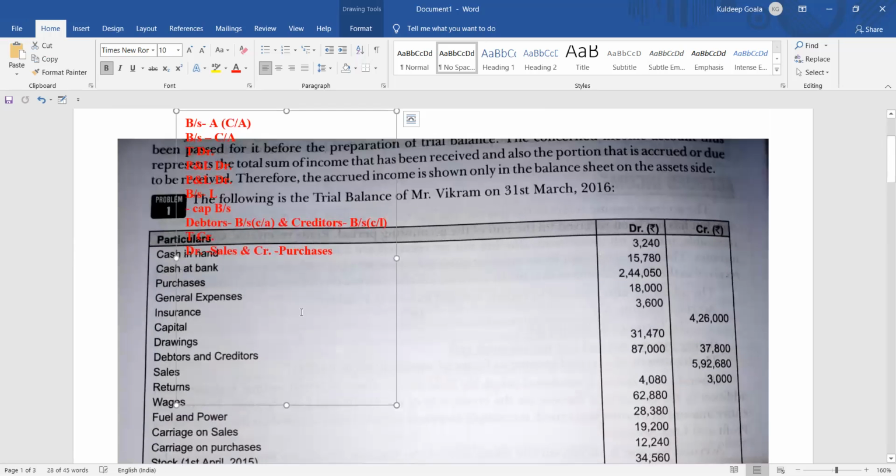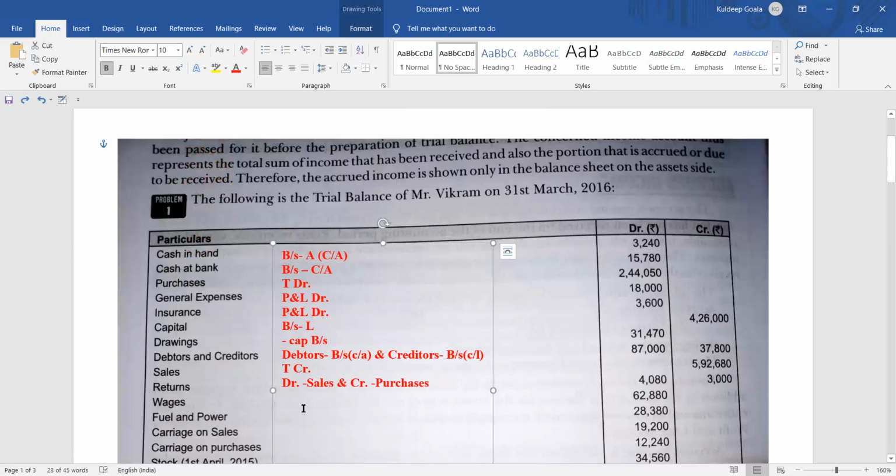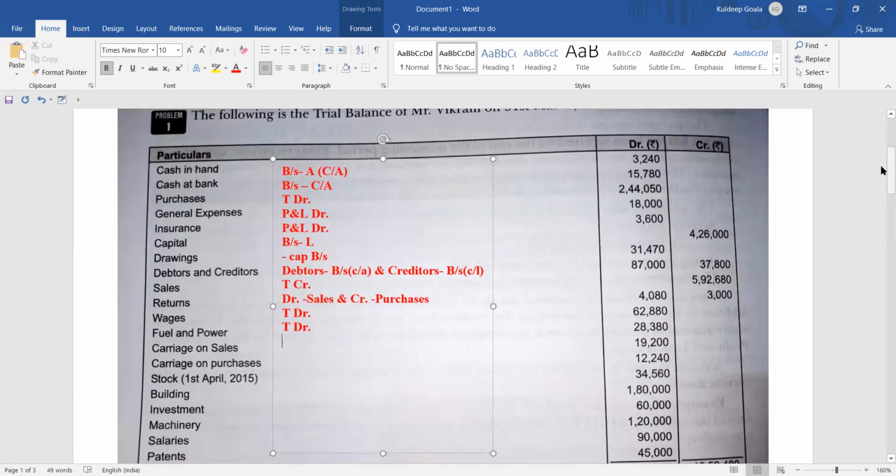As you can see, wages refers to direct expenses, isn't it? So it will come in the trading account debit side. Fuel and power, again it is also a debit side item, a trading account debit side item because it is a direct expense. Carriage on sales. Now, carriage on sales is an item of profit and loss account, right? It is not a direct item, it is an item of profit and loss account. So it will come in the profit and loss debit side.